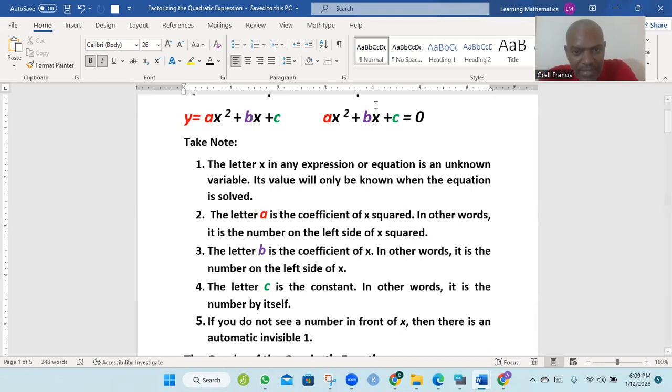The letter b is the coefficient of x. In other words, it is the number on the left side of x, as you can see it right here. And the letter c is the constant. In other words, it is a number by itself, as you can see it right there. Now, you need to take note that if you do not see a number in front of x, or you do not see a number in front of x squared, then there is an automatic invisible one.